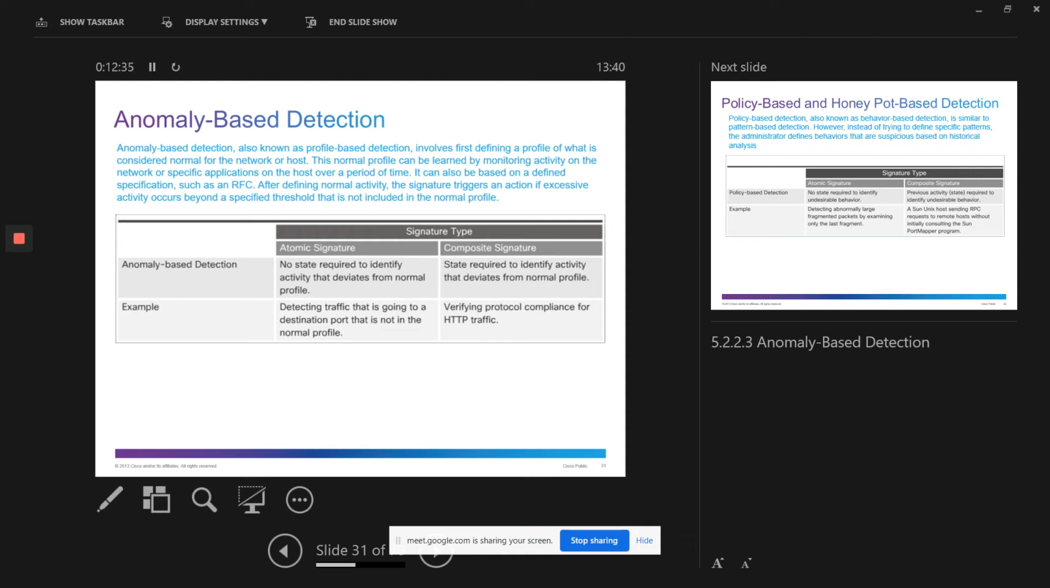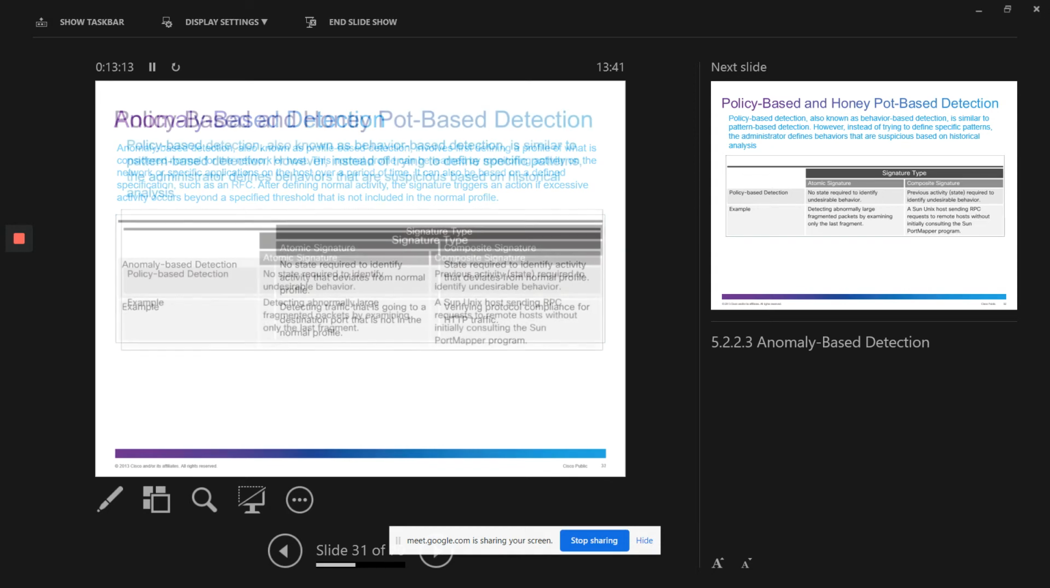Again, they are divided into two. You have the atomic signature, and you also have the composite signature. Atomic signature is where no state is required to identify activity that deviates from the normal profile, while in a composite one, state is required to identify the activity that deviates from the normal profile. Okay, an example for the composite one could be verifying protocol compliance for HTTP traffic, and for the atomic one, it could be detecting traffic that's going to a destination port that is not in the normal profile. Okay, so this is what anomaly-based detection is.